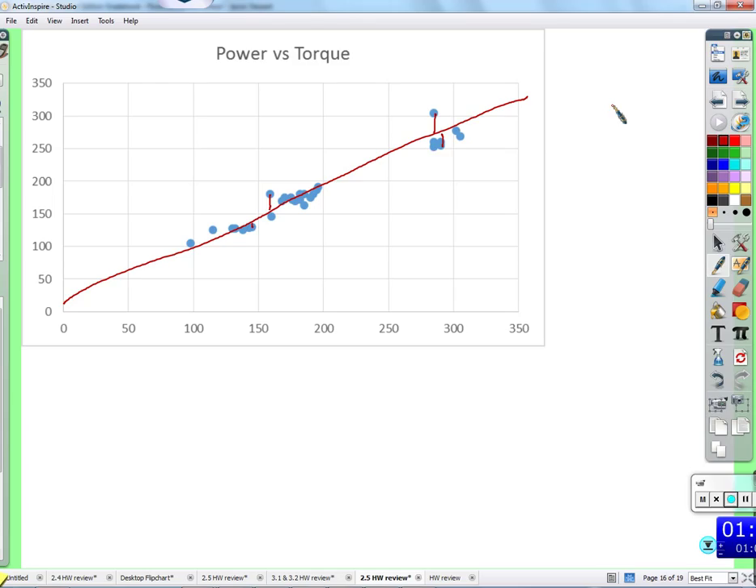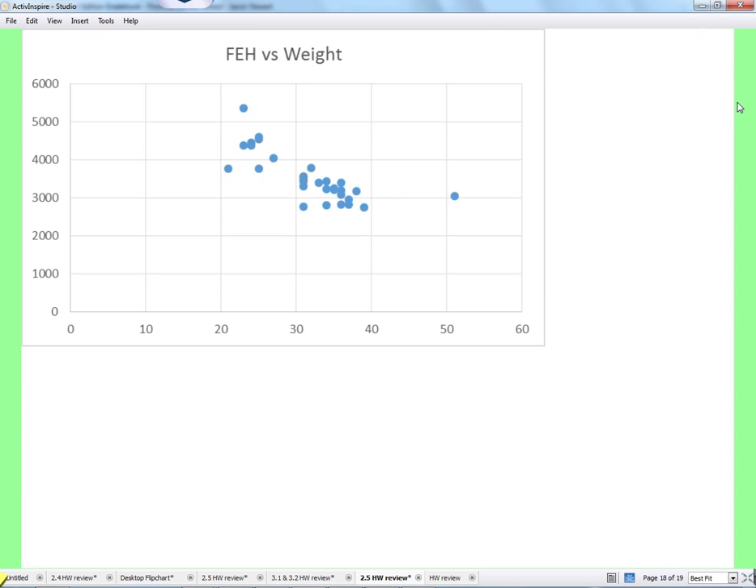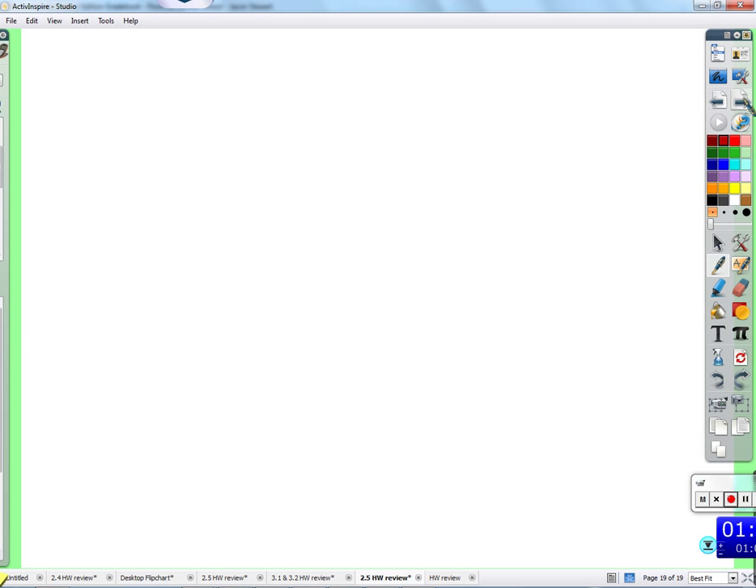Now, your line of best fit does not even have to go through any of those points, right? For instance, my scatter plot looks like this. There's some data points. Here's some other data points.